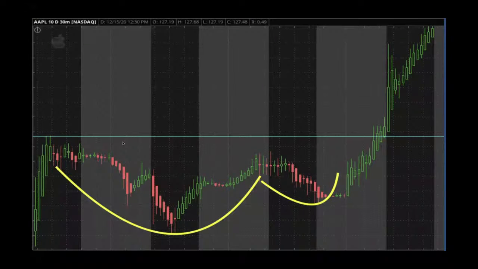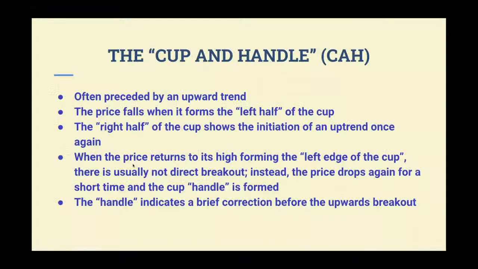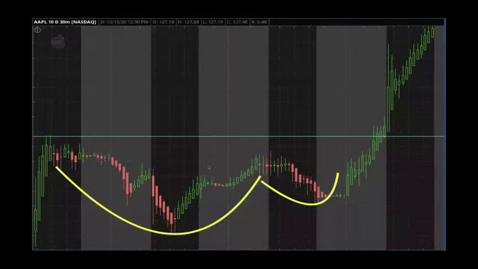When the price returns to its high, forming the left edge of the cup, there is usually not a direct breakout. Instead, the price drops again for a short time and the cup and handle is formed. So, okay, let's read this. The handle indicates a brief correction before the upward breakout. So that means here, again, this doesn't have to be perfect.